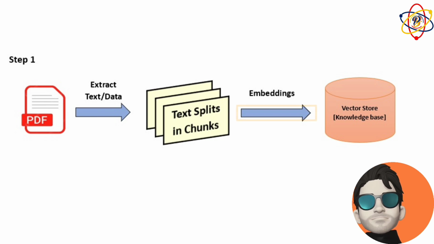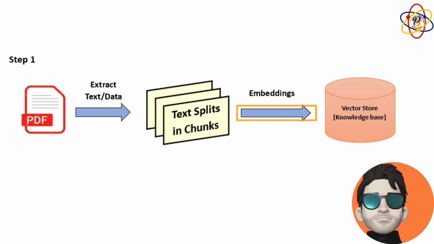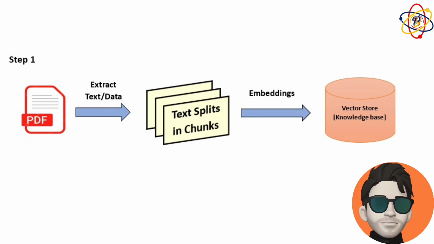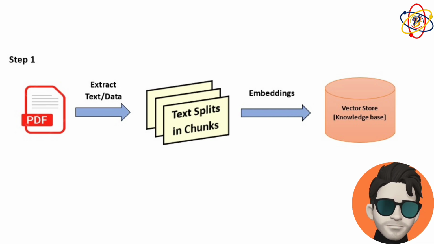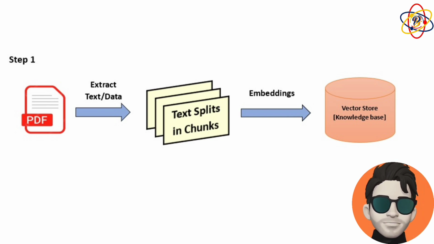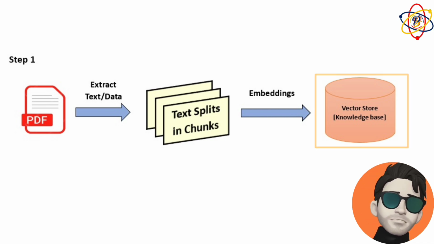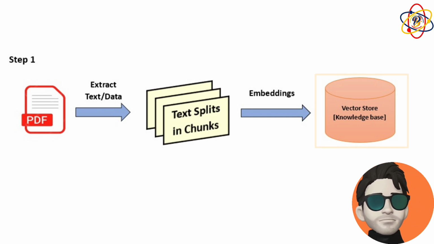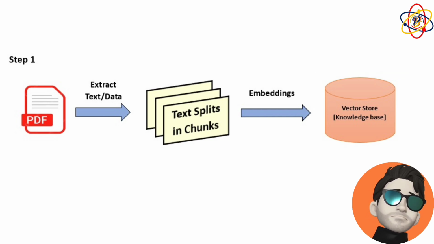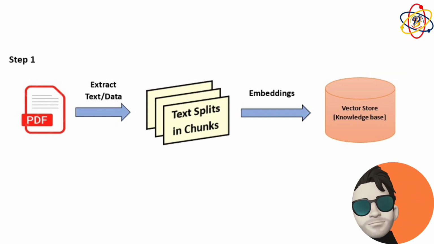And next, embedding. Each chunk of the text is converted into embeddings. And what are the embeddings? Embeddings are numerical representations of the text that capture the semantic meaning. Now, vector store. The embeddings are stored in a vector store, which serves as a knowledge base. So these processes are our first step.